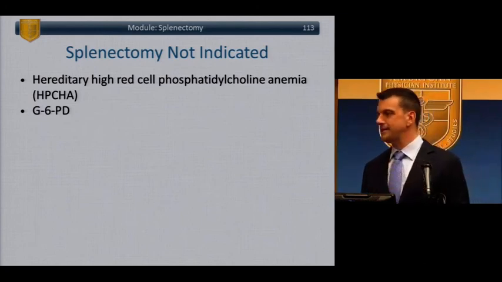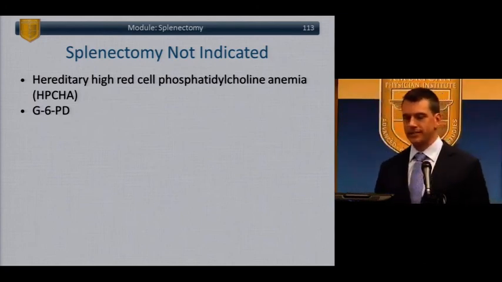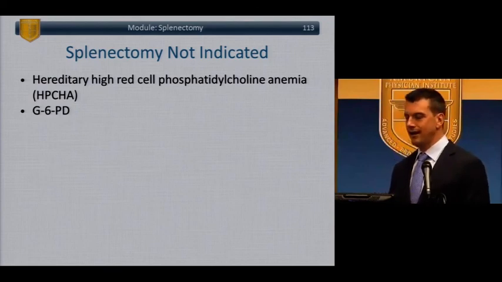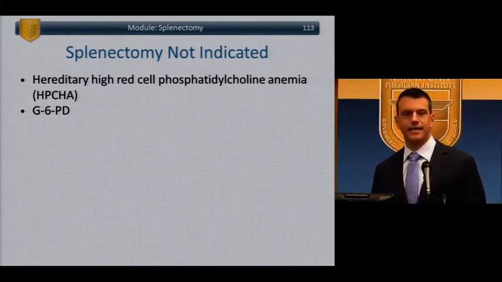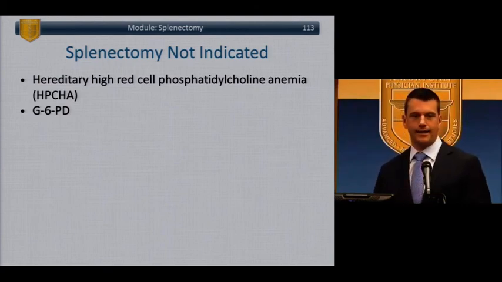Cases where splenectomy is not indicated anymore are these deficiencies: hereditary high red cell phosphatidylcholine anemia is a non-indication, and glucose-6-phosphate dehydrogenase deficiency is not an indication.